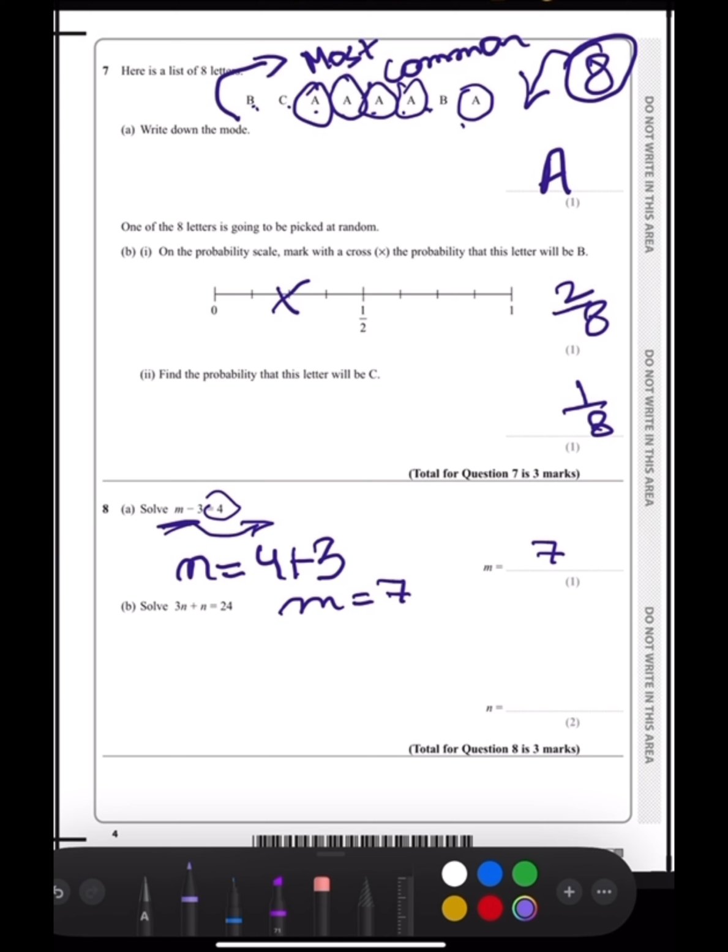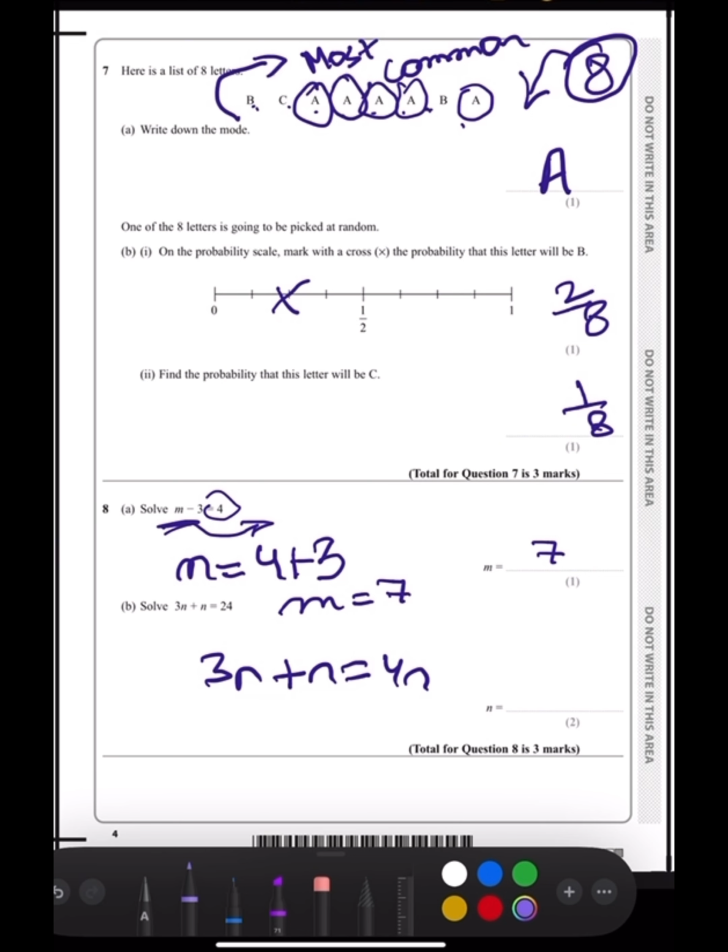Moving on, our next question is 3n plus n is equal to 24. When we see algebra, we know that 3n plus n is 4n. Now please don't confuse this with 3n squared. This is something that everyone makes a mistake on. 3n plus n is 4n, not 3n squared. Why? Because when we add, we're looking at the number here, which is 3, and they're adding another n. So we know it's 4n.